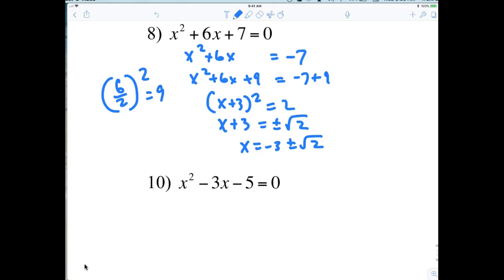All right. Put a star by number 10. That's the hard one because it's going to be a fraction. All right. So please pay attention to the fractions.